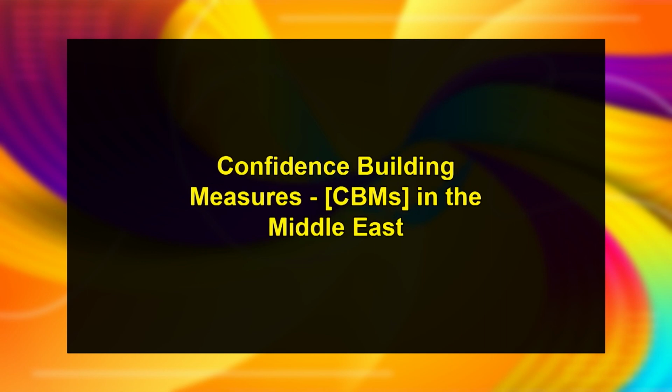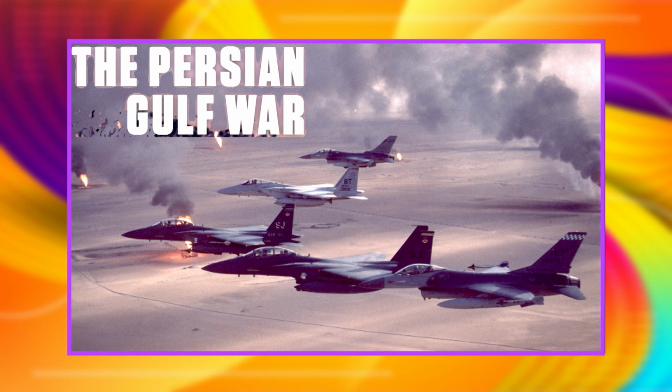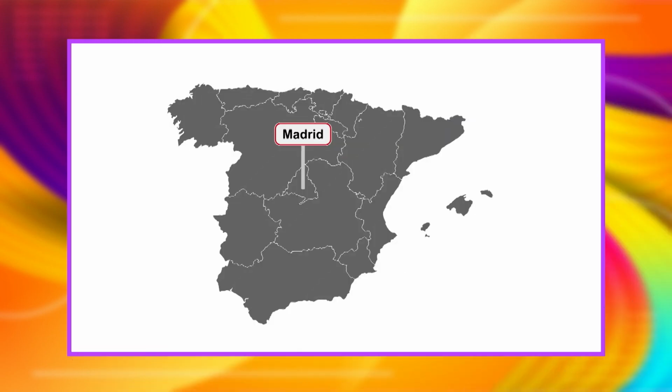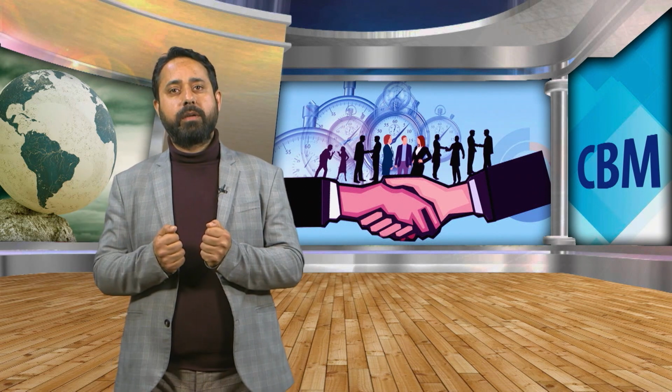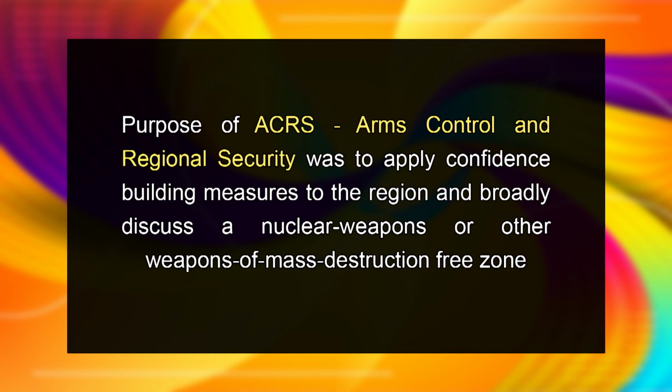Dear students, let's have a look now at some of the CBMs that happened in the region of the Middle East. In the aftermath of the Persian Gulf War, participants in the Middle East peace process gathered together in October 1991 in Madrid. 5 multilateral groups were formed shortly after the opening round, focusing on an array of issues from refugees to environment. The only group devoted exclusively to security issues was the Arms Control and Regional Security Working Group. The purpose of ACRS was to apply confidence-building measures to the region and broadly discuss a nuclear weapons or other weapons of mass destruction-free zone.